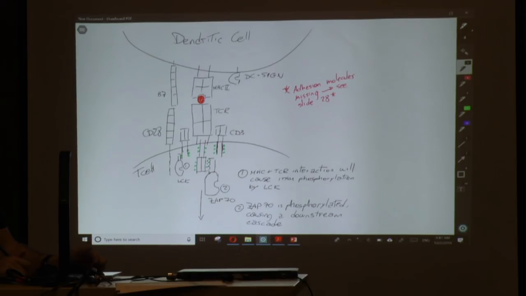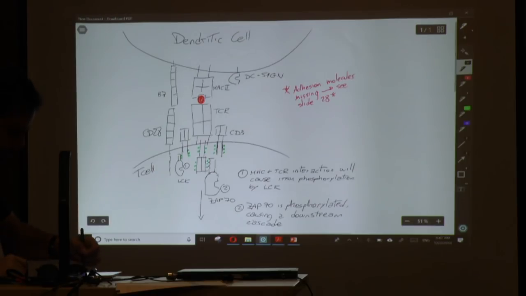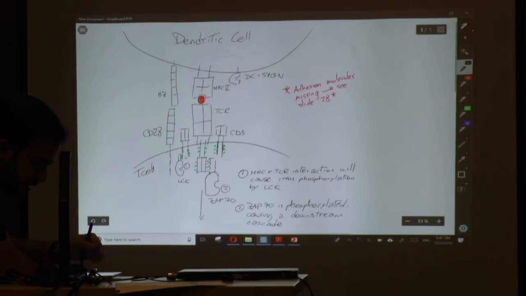You can pull it up from there. But this is it. These are your CD3 complexes. So you're going to have 2 epsilon, 1 gamma, 1 delta, and then these are the zeta chains. And then the green little dots are phosphorylations.